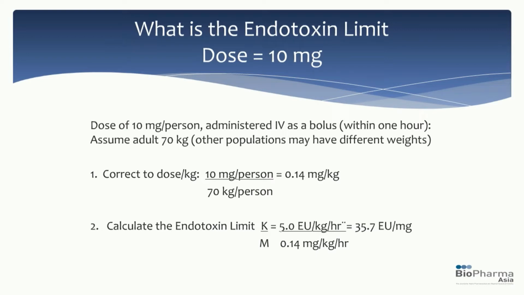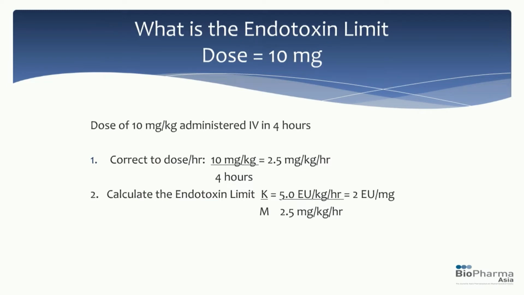So in this case, we take 10 milligrams per person, we divide it by 70 kilos per person, and we end up with 0.14 milligrams per kilo. Now we can use that as the denominator in our endotoxin limit calculation. So K over M is 5 EUs per kilo per hour divided by 0.14 milligrams per kilo per hour, and this endotoxin limit is 35.7 EUs per milligram.